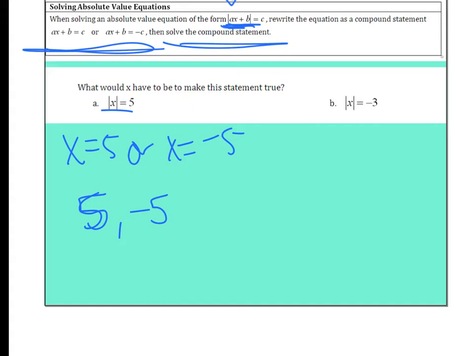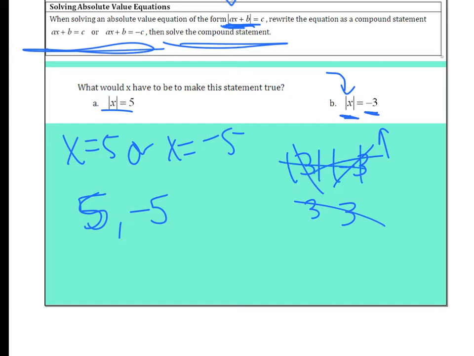Now, if I look at b, the absolute value of x equals a negative 3. Well, absolute value is going to be a positive. There is no number I could put in for x that's going to give me negative 3 as an answer. 3 doesn't work. Negative 3 doesn't work. Both those get me positive 3, so that doesn't work. So those don't work at all. So this is going to be my tip-off that it's no solution. Anytime that I have an absolute value equal to a negative number, that's going to be my tip-off that it's not going to work.